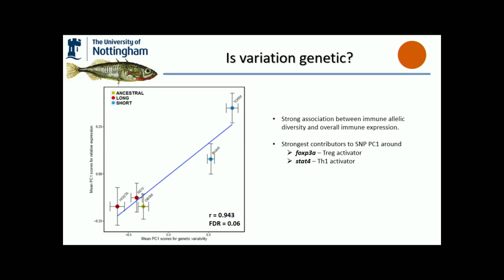So the strongest contributors towards this genetic variability PC were around FOXP3, which is a Treg activator. Treg processes can be immunosuppressive. And we also found important SNPs around STAT4, which is a Th1 activator. So what's really exciting about this is the potential that there may be some kind of polygenic architecture going on, which is underpinning both the evolution to a short life history strategy and a divergence of the immune response.